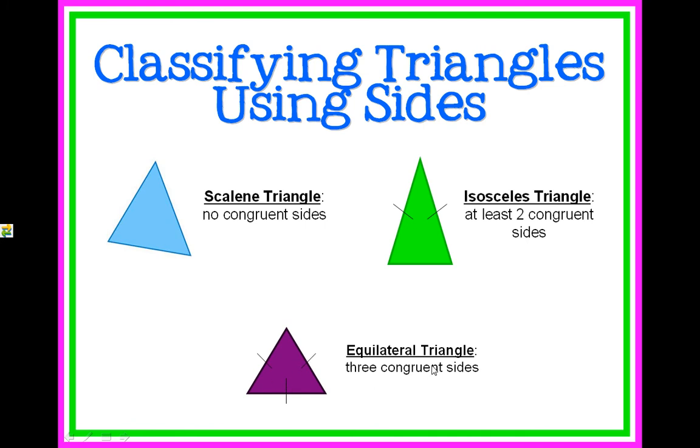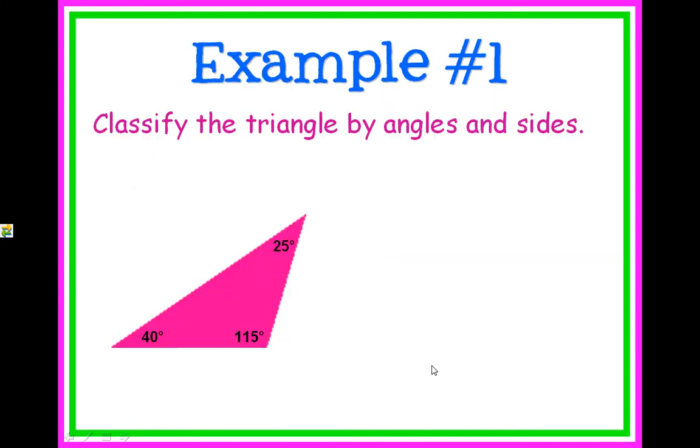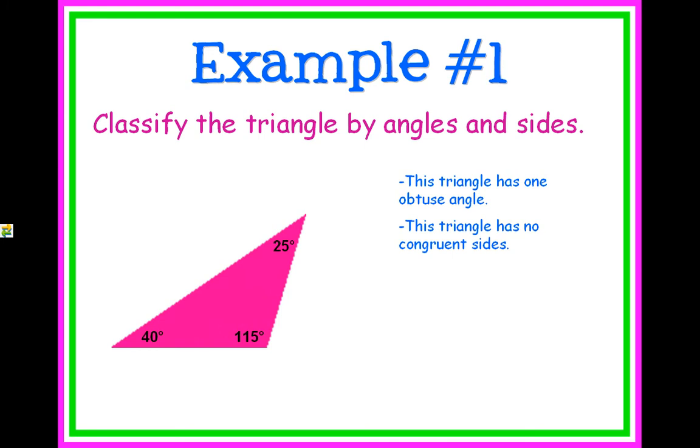Example number 1. Classify the triangle by angles and sides. So it'll have two names, one classifying it by angles and one classifying it by sides. If you look here, you see that this triangle has one obtuse angle. That is the 115 degree angle. Also, there are no congruent sides. So this triangle would be obtuse scalene.